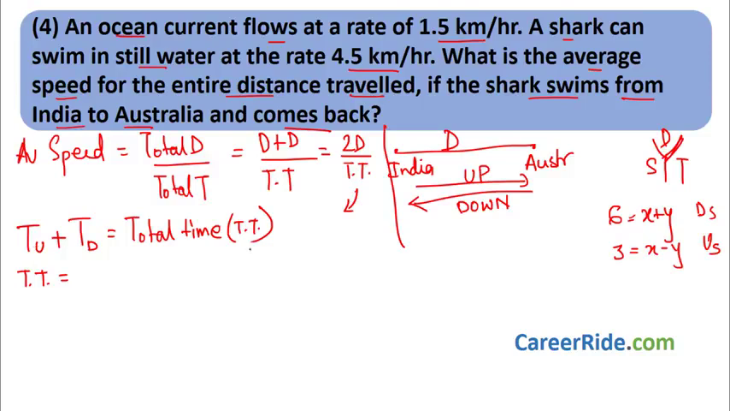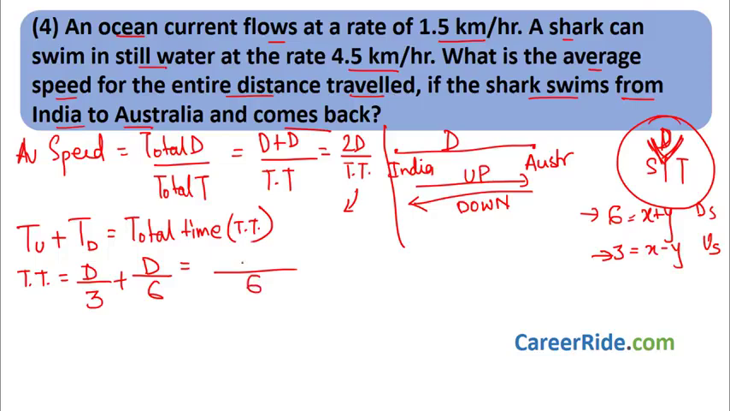What is the formula for time? Time is nothing but distance upon speed. So what is the distance traveled upstream? d kilometers. What is the speed for upstream? x minus y, that is nothing but 3, plus distance traveled downstream is d kilometers, same. Then speed while traveling downstream is x plus y, that is nothing but 6. 6 is the LCM. We will have 2d plus d equal to 3d upon 6, which is d by 2.